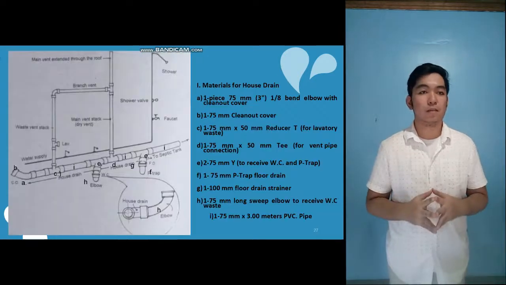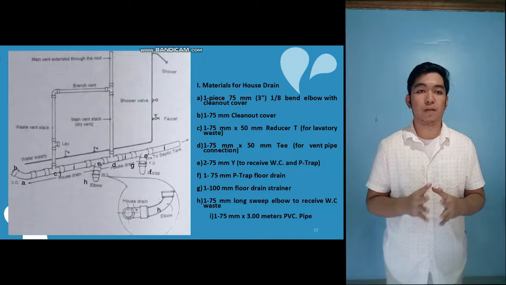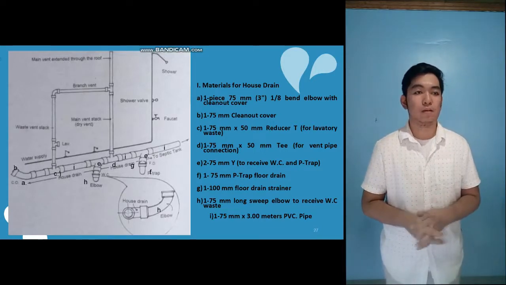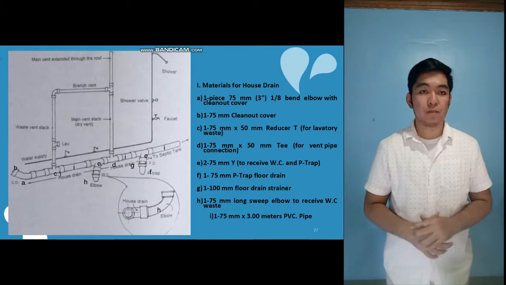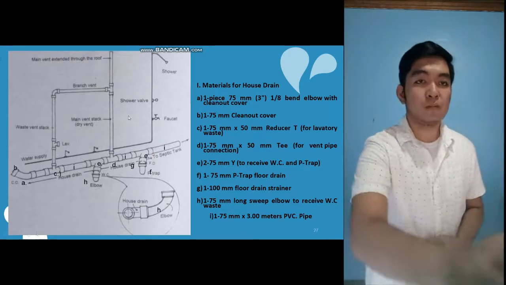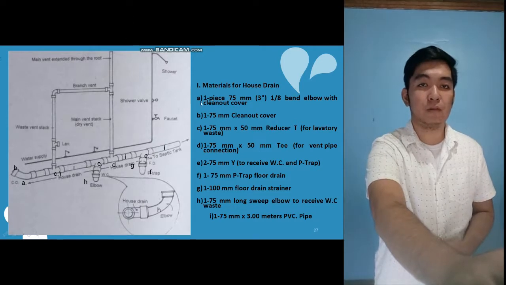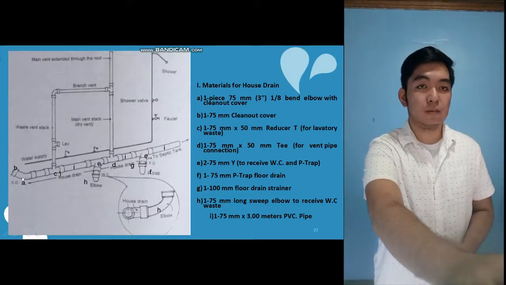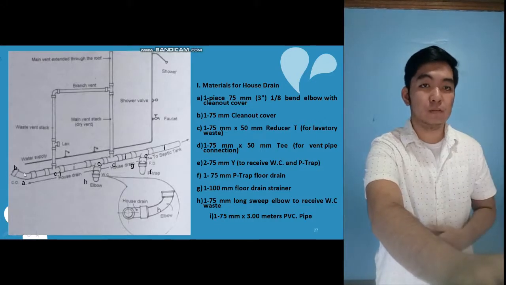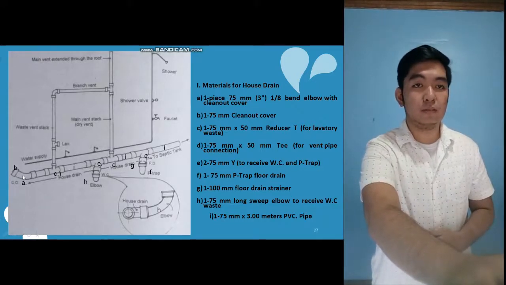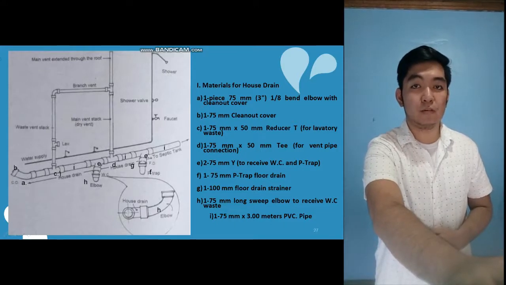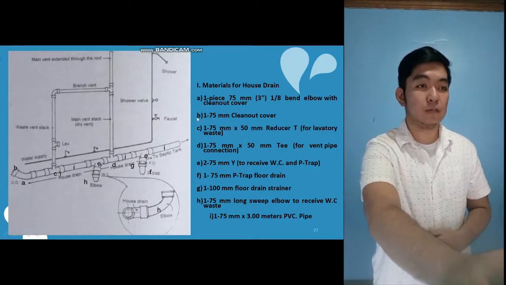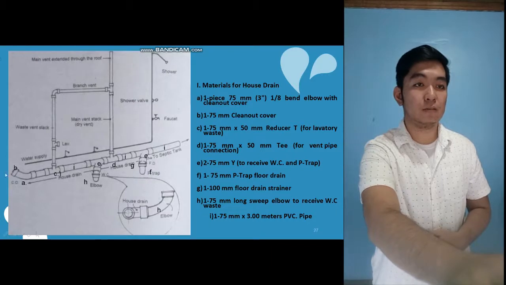So next is the designation sa atong plans kung asa dapit atong mga fittings ibutang. For the first material for house drain, one piece 75 mm 1/8 bend elbow with cleanout cover. Na siya dire. Dira siya dapit. Elbow, no? So muna siya elbow. Next is the isa ka buok na 75 mm cleanout cover. So dire cover siya, dira siya na cover sa cleanout.